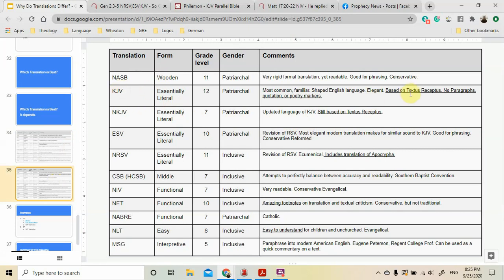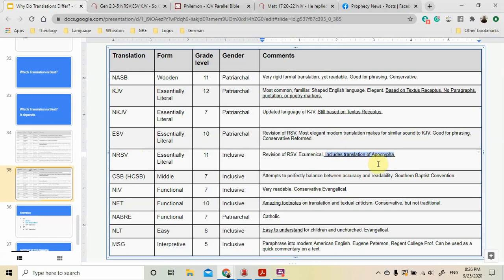As we saw, the King James is based off of the Textus Receptus, and it doesn't have any paragraphs or quotations or poetry markers. And the New King James also is based off of the Textus Receptus, but all the rest are going to be based off of the modern texts that take into account the archaeology that's been done. The NRSV has a translation of the Apocrypha, which is the Jewish works in between Malachi and Matthew that are in the Catholic Bible and the Eastern Orthodox Bible. And then the NET has amazing footnotes that we already saw that can help us get a clue on translation differences or textual criticism differences.